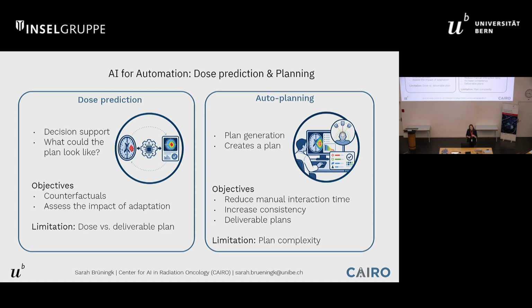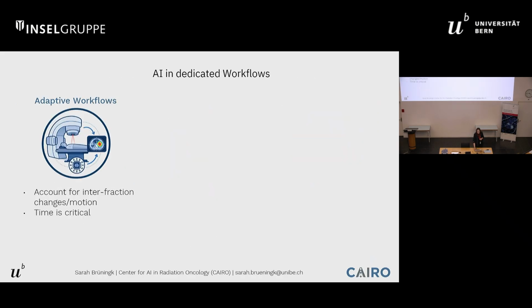So here, really, the objective is, again, reducing the human interaction, improving consistency, and saving time. Of course, there's quite a difference in terms of how these two approaches are implemented. But again, both of these are actually also being rolled out commercially now, and we're also involved here in a clinical evaluation soon for such an auto-planning system.